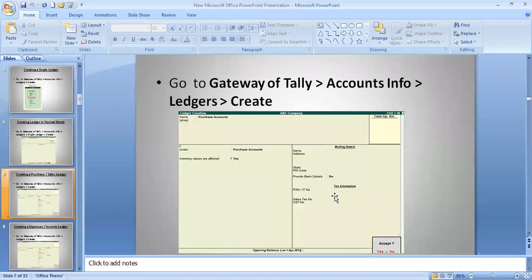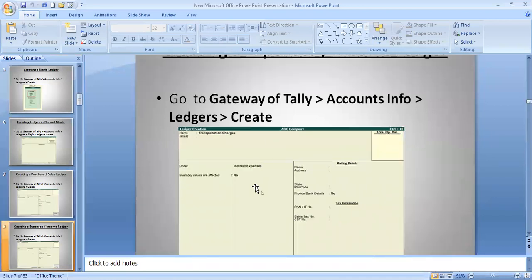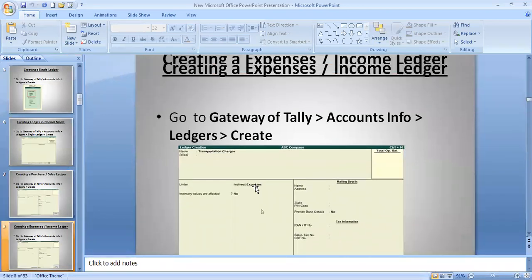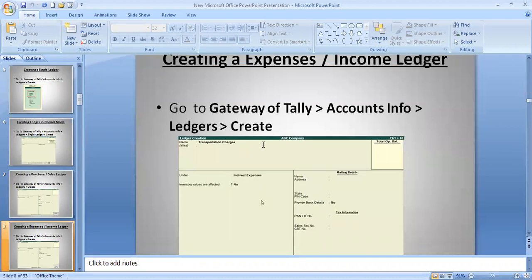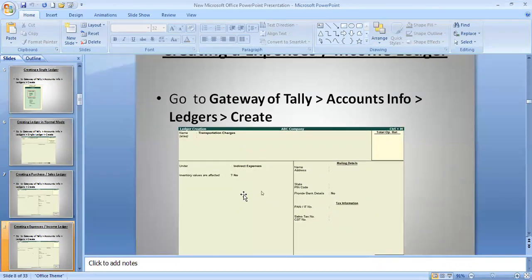Okay, so this is the purchase accounts or any type of sales or purchase account, you will be moving on to. One more is creating the expense or the income ledger. Suppose you give any income as well as expense ledger, this is how the transaction moves on. You move to the Gateway of Tally, go to the accounts information ledger, and create certain information. So what is the ledger creation that you are making here?